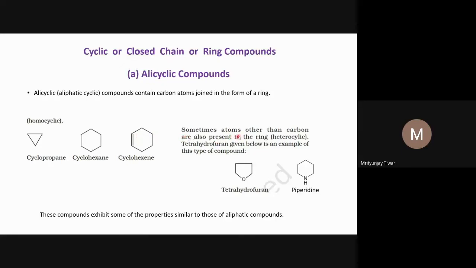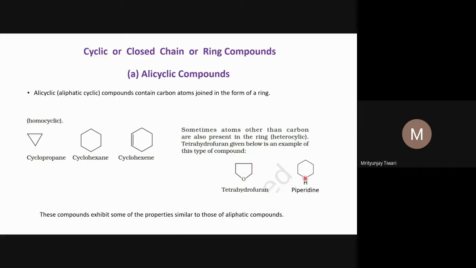Sometimes atoms other than carbon are also present in the ring. If different atoms are present in the ring, we call it a heterocyclic compound. An example is tetrahydrofuran. Tetrahydrofuran is a heterocyclic alicyclic compound, or alicyclic heterocyclic. There is also piperidine, and there may be other examples. Pyrrole is also an example. There are n number of examples.